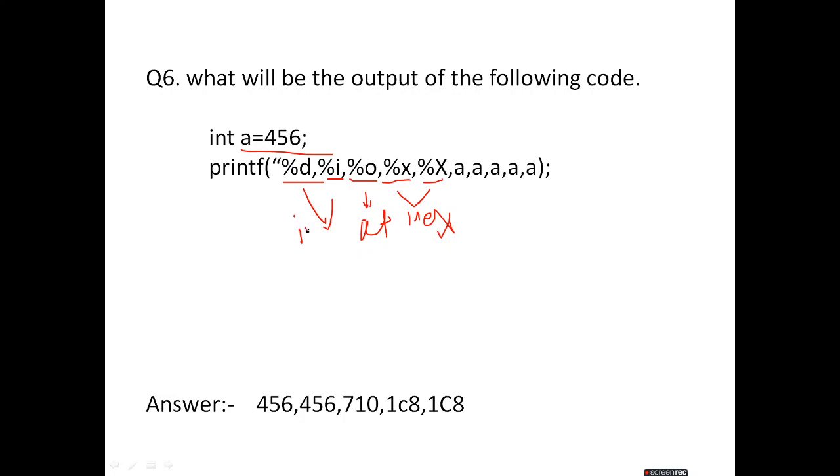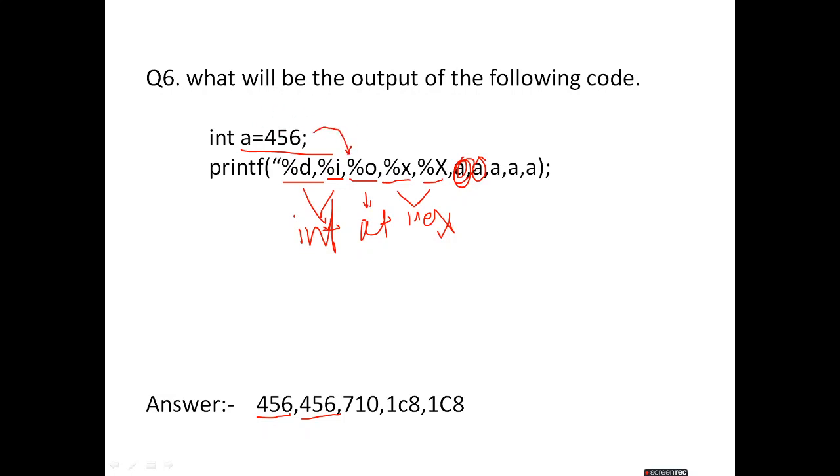Okay. Now we need to print the thing. So A is already an integer. So %d, which is an integer, so first we will print 456. Here 456 will be printed. Now the second one is also an integer. %i also represents integer. So it will also be 456 only. After that is the %o, which is the octal number. But it is an integer, so we need to convert this integer to an octal number.